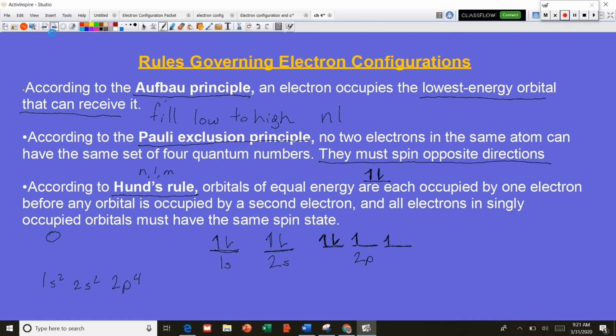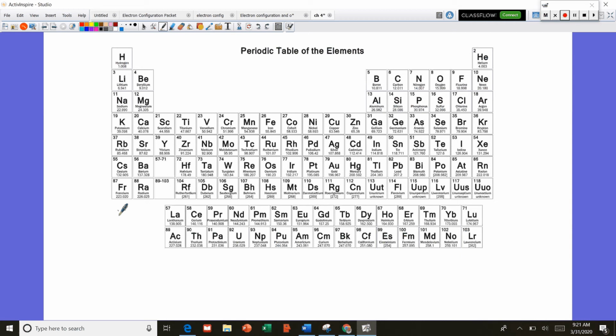All right, so I want you to have a periodic table. You can use your periodic table, but if you use the one from your reference packet, it might get a little messy on it. So I do want you to make sure you take some time and do this. All right, so we have 4 orbitals that we need to account for. We have the S, we have the P, we have the D, and we have the F.